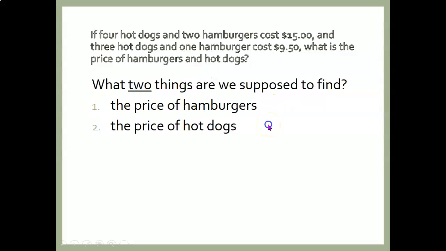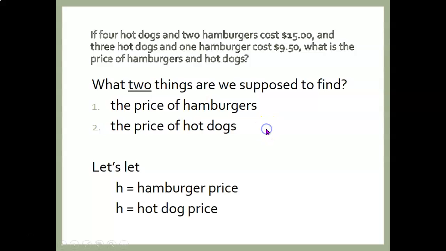So let's set up our variables. Let's let maybe H stand for the hamburger price and H stand for hot dog. Wait a minute, that's not going to work. We can't use H for both of them. I mean, they both start with H, but yeah. Maybe how about B for burgers and D for dogs? And if those look too much alike, you could just use X and Y. But I'll go ahead and use B for the burger price and D for the dog price. So each hamburger costs B, whatever that is, and each hot dog costs D dollars, whatever that turns out to be.